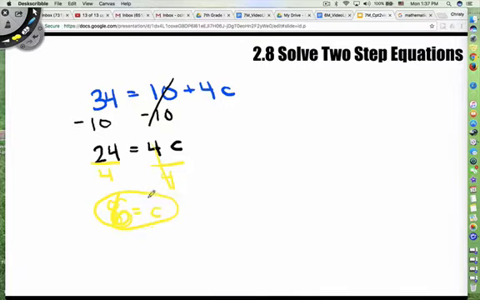You're going to just keep plugging along. We'll do lots of examples with these two-step equations, but remember, we are always going to isolate the term with the variable first, then isolate the variable. Okay, work your way to the variable.